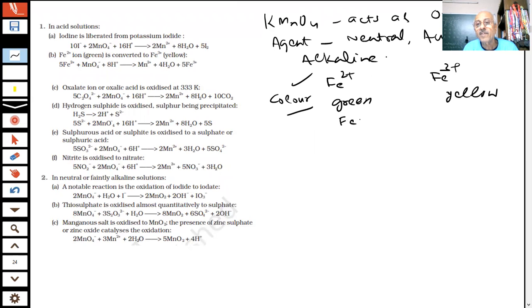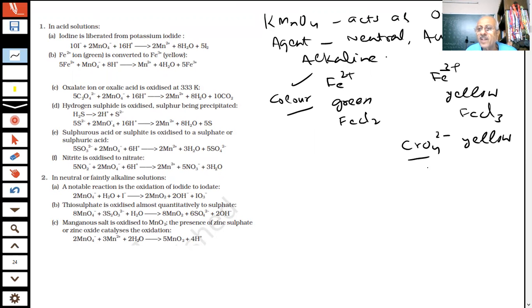If you take ferrous chloride and ferric chloride, FeCl3, then you will see some color changes: green to yellow. Iron 2 plus is green, and iron 3 plus is yellow. And dichromate, chromate ions, when we are talking of yellow color: when I talk about chromate ion, CrO4 2 minus, this was yellow. Chromate ion was yellow in color.